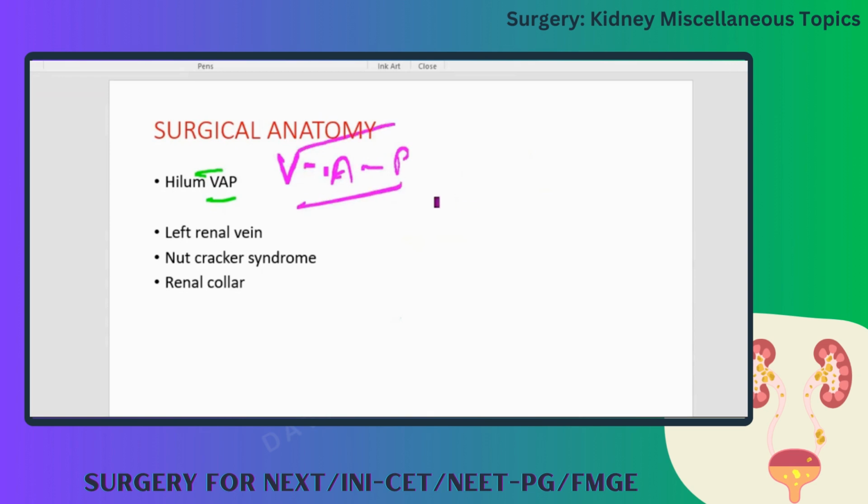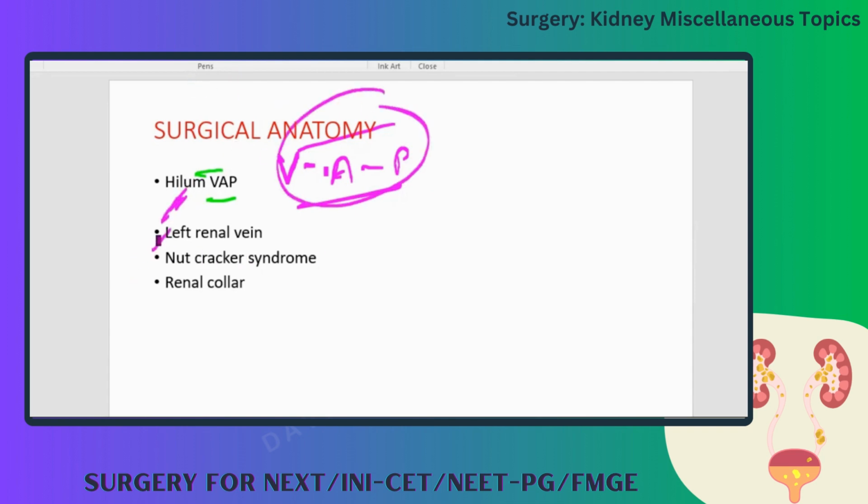Why? Because they asked two years back, I think. Not in surgery, but in anatomy, they asked what is the arrangement of hilar structures in renal anatomy? What is the arrangement of hilar structures in kidney? They change the combinations. So, VAP, remember: anteriorly is the vein, then comes the artery, then comes the pelvis. Remember, this is an anatomy question.